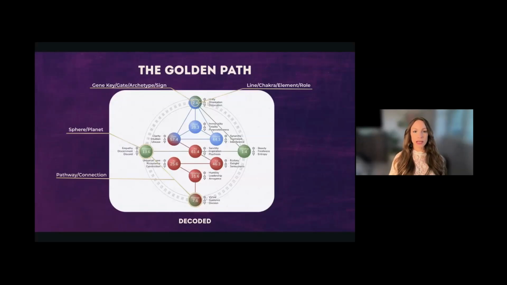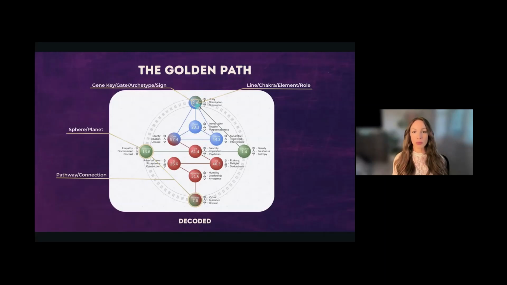Let's go into the language. Starting with the golden path, like I said, this is such a good framework to start with, to walk our incarnation cross to start with, which is the activation sequence. So that's just the first overlay of language. Activation sequence, those 4 gene keys that we have: life's work, evolution, radiance, and purpose. That is exactly the same thing as the incarnation cross, which is personality sun, personality earth, design sun, design earth.